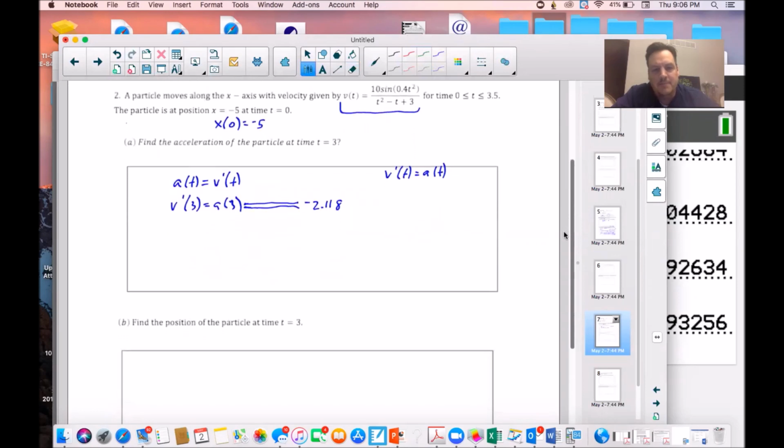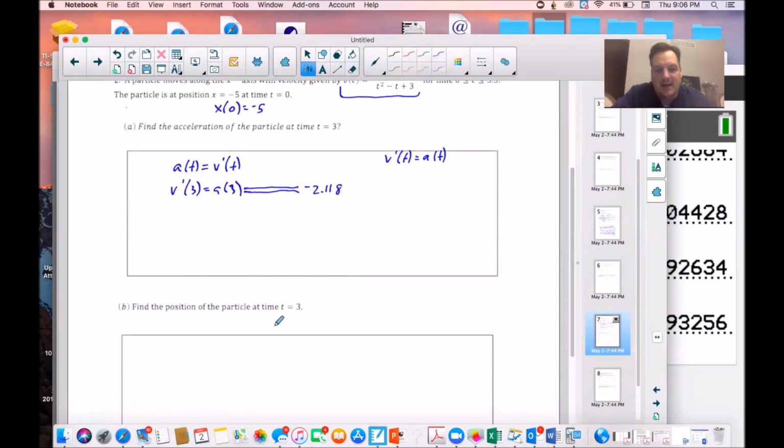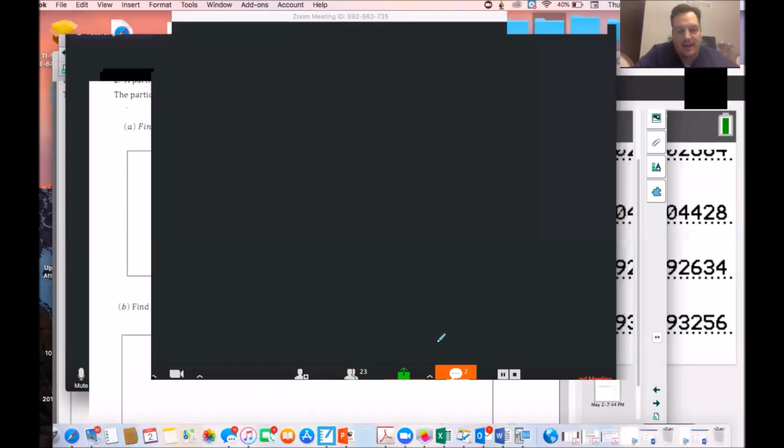Look at part B. It said find the position at time 3. We've talked about that already, right? That if I wanted to find the position at time 3, we could just simply do x of 3, equals a starting position. And in this case, our starting position was x of 0. That's what we had to begin with, plus the integral from 0 to 3 of the velocity, right? Just that same kind of formula that we've been talking about for a little bit is right back in there.